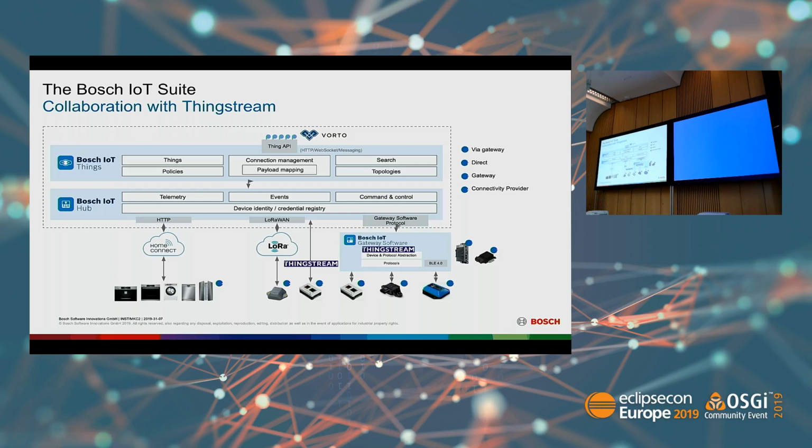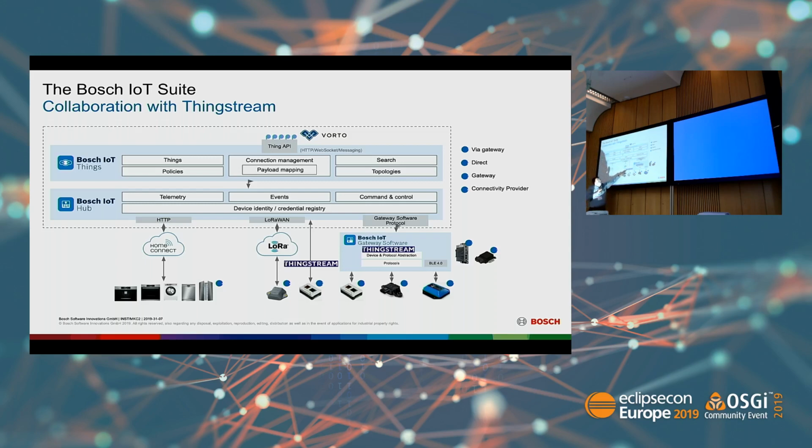So some of you may know that the Bosch IoT Hub is based on the Hono project, and the IoT Things service is based on the Ditto project. These are microservices. It's not OSGi in this case. But this is something that we build basically for our own internal purposes. And not only for our internal purposes, but obviously we have Bosch internal stakeholders that also need this.